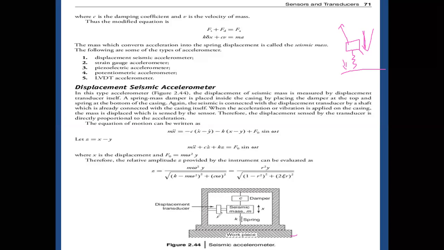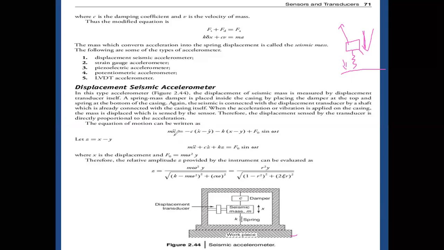The displacement transducer is followed by a microprocessor and then a display unit. Then we can obtain the amount of acceleration, the amount of acceleration we need to measure. So we have some derivations here.